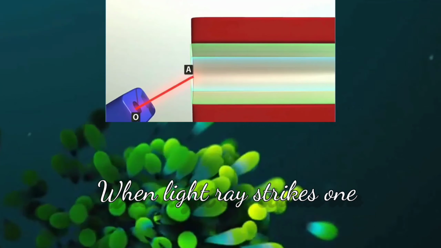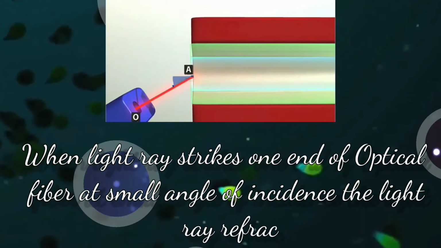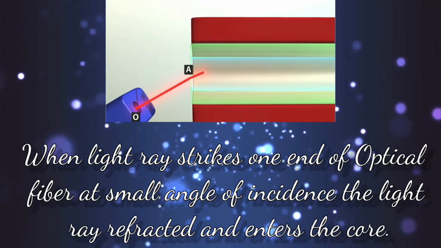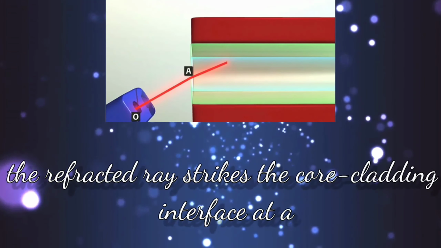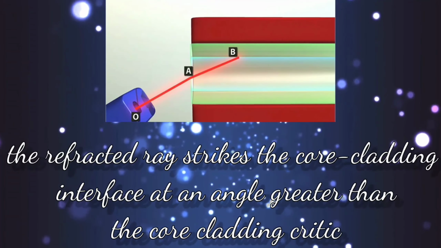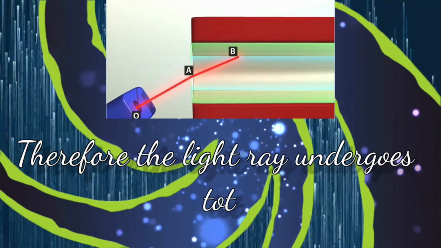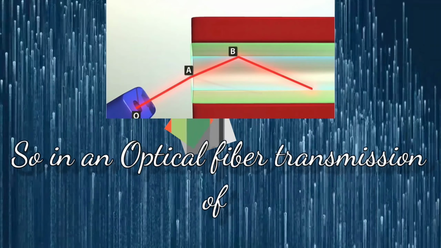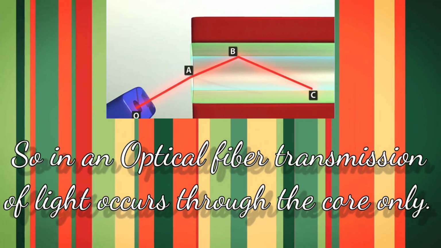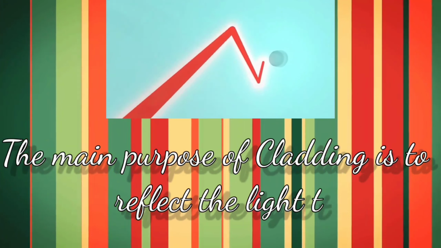When a light ray strikes one end of the optical fiber at a small angle of incidence, the light ray refracts and enters the core. The refracted ray then strikes the core-cladding interface at an angle greater than the core-cladding critical angle, therefore the light ray undergoes total internal reflection. So, in an optical fiber, transmission of light occurs through the core only. The main purpose of the cladding is to reflect the light back to the core.